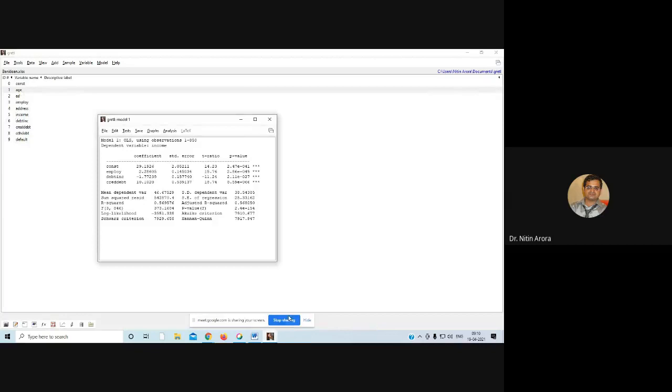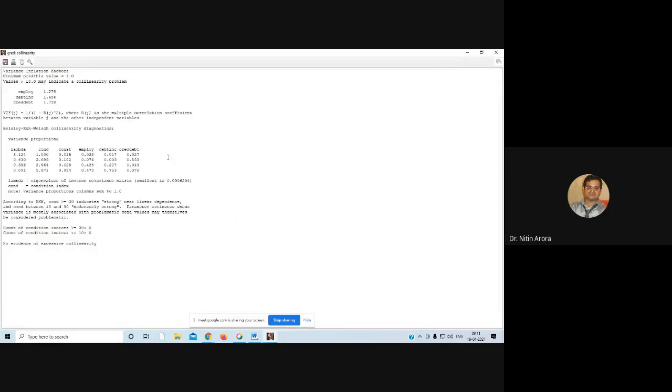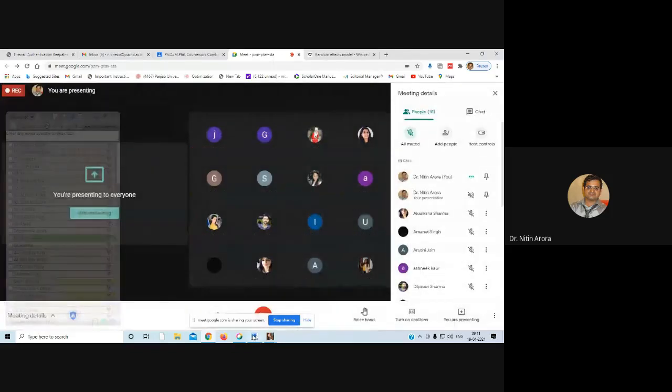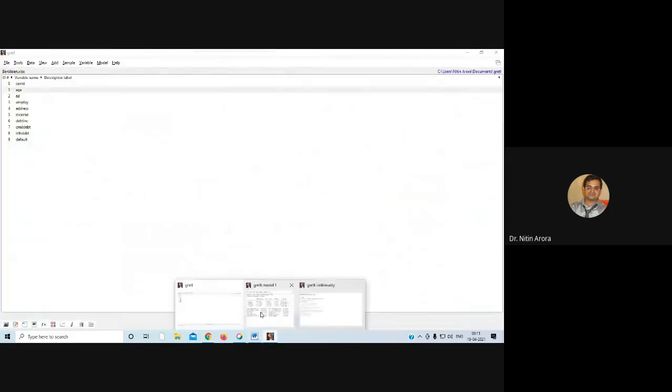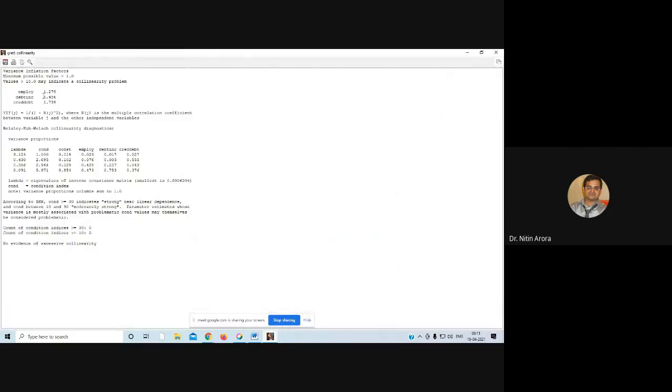Let us see. Go to analyze. There is option collinearity. Click here. We can see there are many statistics of multicollinearity available within Gretl. These are the different collinearity statistics available with Gretl. First of all we have variance inflation factor.